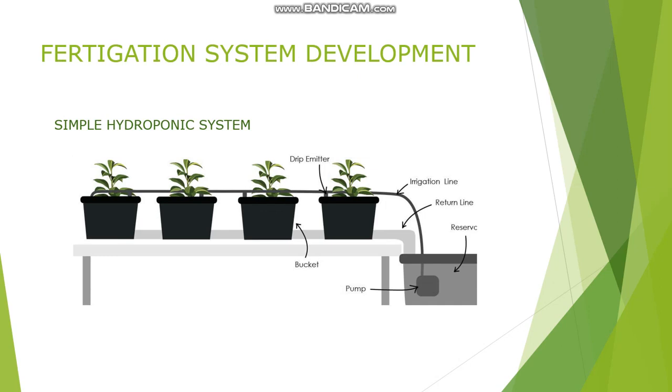Fertigation system development. This is an example of a simple hydroponic system, which consists of a water reservoir, pump, irrigation line, drip emitter, return line, and crop in a bucket.